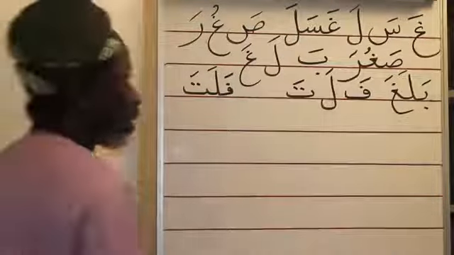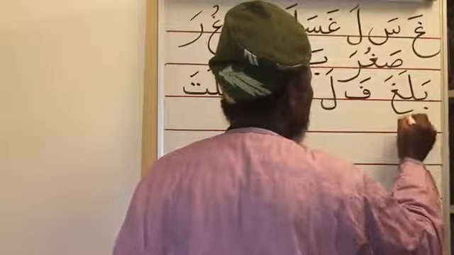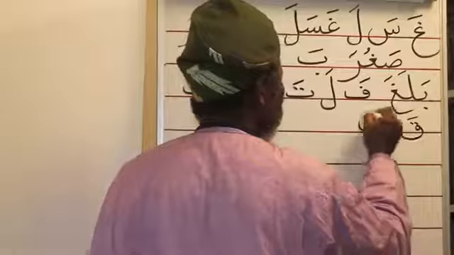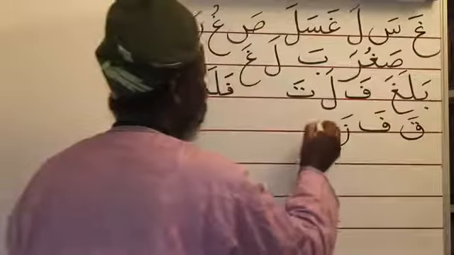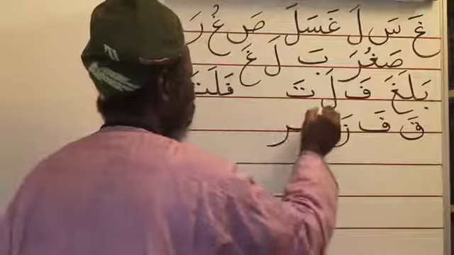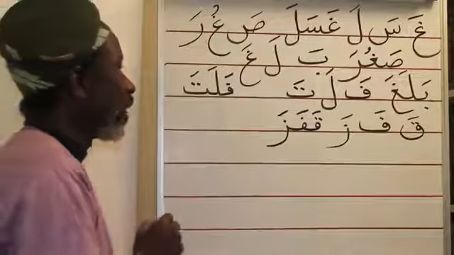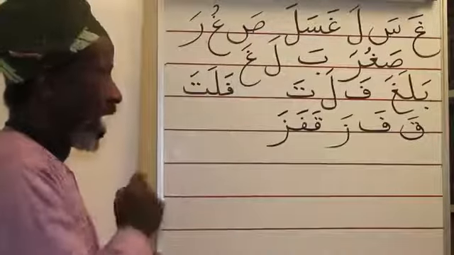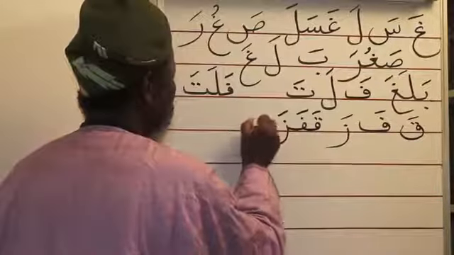Fa in the middle. Qa, fa, za. Qafaza. Joined. Qa, fa, za. Qafaza. Now we need fa at the end. Qatafa. So qa, ta, fa.